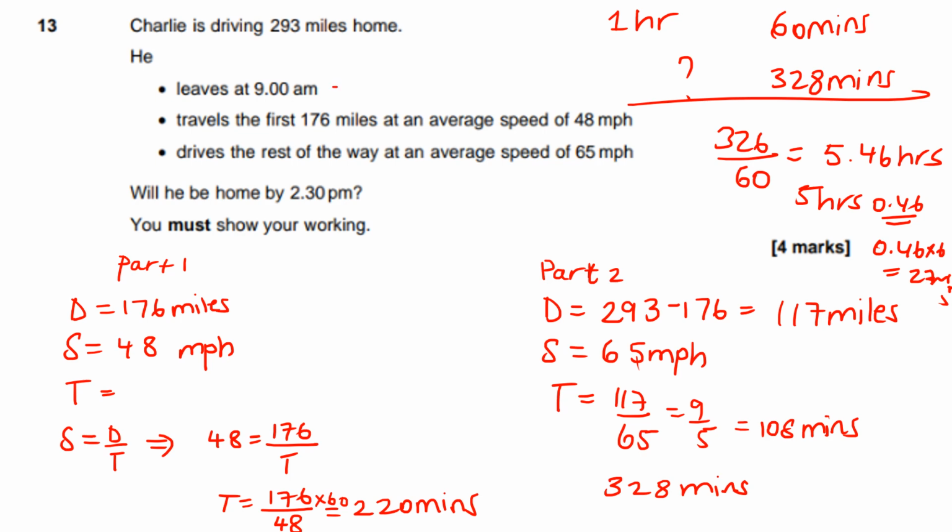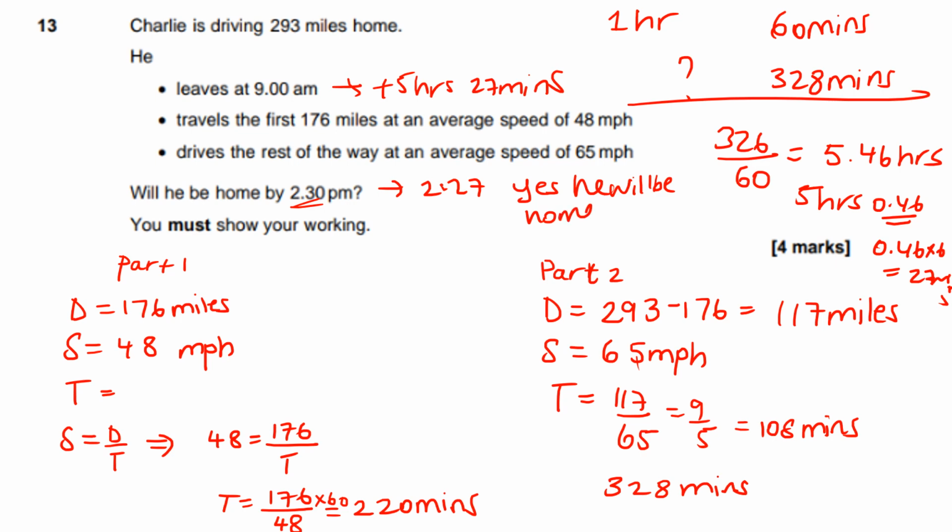So from 9 o'clock, if I add 5 hours and 27 minutes, it's going to be around 2:27 that this person is going to arrive. So by 2:30, yes, they will be home by 2:30. And that's how I get full marks from this question.